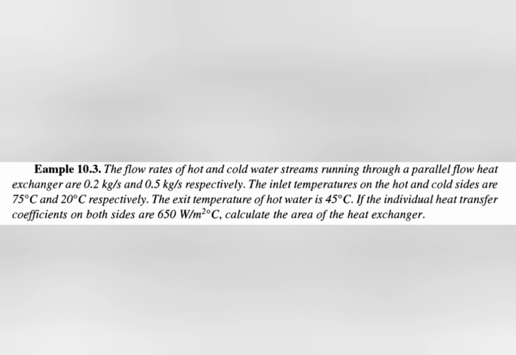So we have this parallel flow heat exchanger question, and they have given the hot and cold water flow rates as 0.2 kg per second and 0.5 kg per second, and also the inlet temperatures of both hot and cold side, right? It is 75 degrees Celsius and 20 degrees Celsius. Also the exit of the hot water is given as 45 degrees Celsius. We have to find the area of the heat exchanger.